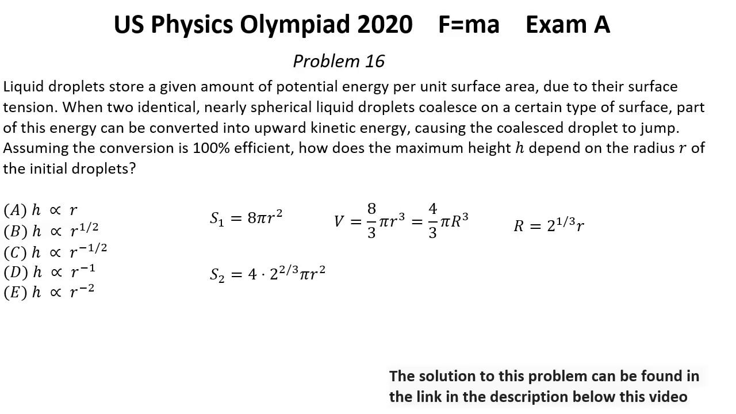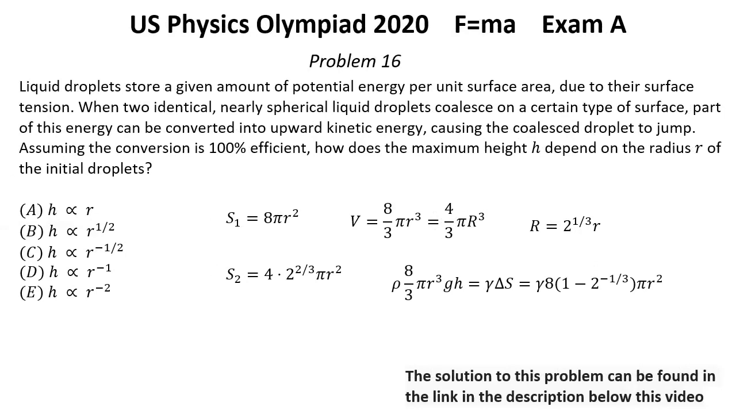Now let's count the total mass and the change of surface area. The total potential energy will be ρ multiplied by the volume, which is 8/3 πr³, multiplied by g h, and that must be equal to the surface energy change, which is γ ΔS, given by this expression. And we see that finally we have h proportional to r to the power negative 1, which is answer D, and that was the solution for problem number 16.